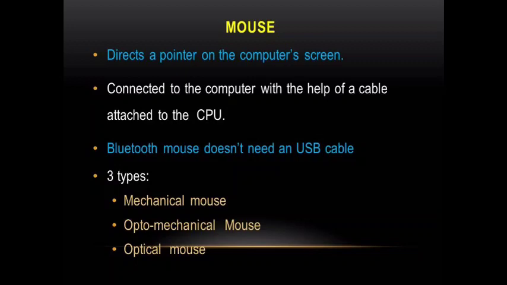There are 3 types of mouse. First one, mechanical mouse. In a mechanical mouse, the movement of a rubber ball causes a pair of wheels to spin that sensors detect and send data signals to the PC. The second, optomechanical mouse. Optomechanical mouse uses light-emitting diodes or LEDs to sense mouse movements. The third one, optical mouse. Optical mouse eliminates the use of mechanical devices such as balls, rollers, and wheels and uses optical scanning to detect the movement of the mouse.